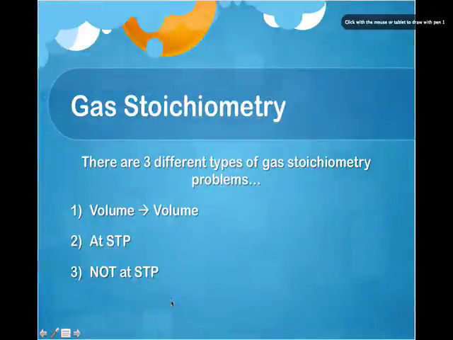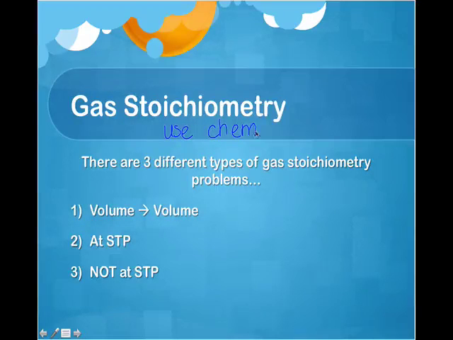So when we're doing these gas stoichiometry problems, there are going to be 3 different types that we can do, and gas stoichiometry means we're going to use a chemical reaction. So we're going to go from one substance to a new substance. We're going to be changing substances.